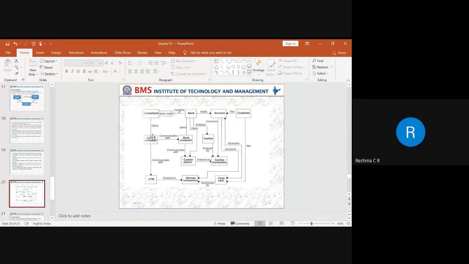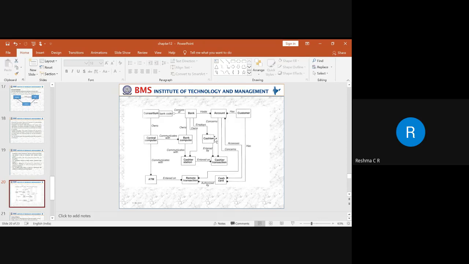When you say a central computer, this central computer can communicate with the bank computer. So when it communicates with the bank computer, the bank should own its own banking computer. Similarly, the bank should own a cashier station. In each and every bank, there should be a cashier station. And to maintain that cashier station, the bank employs a cashier.